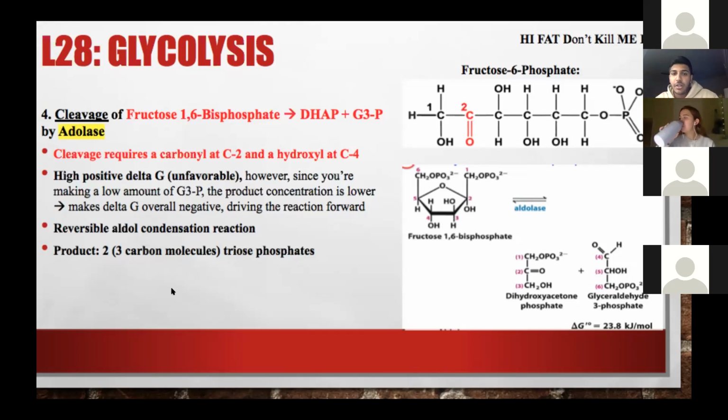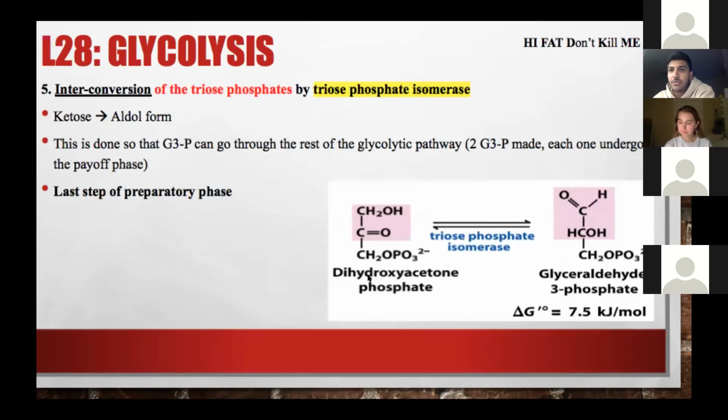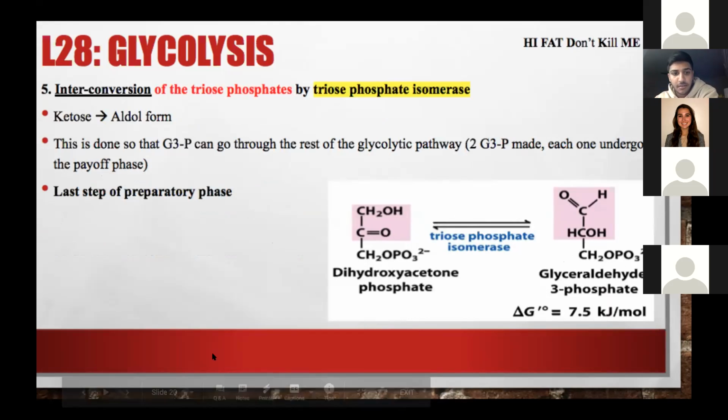But anyways, you have 2 3-carbon molecules, right? And so that's what we have. And as I said, we have a low amount of G3P. So we actually want to convert your dihydroxyacetone phosphate to G3P, or your glyceraldehyde 3-phosphate. And this is going to be through triose phosphate isomerase. And so this is actually going to be your last step for your preparatory phase. And the reason why is because now we have the molecules that we want in order to continue glycolysis.